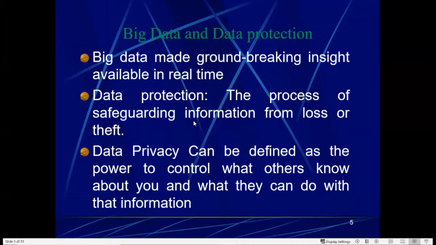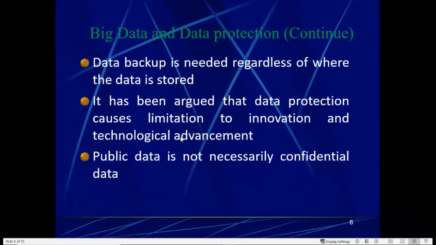So big data made groundbreaking insight available in real time, right? So data protection is the process of safeguarding information. You safeguard information from what? From loss or theft, right? Because you could lose your data. It could be accidental. It doesn't mean that someone intentionally made you lose the data. You could just accidentally lose that data, or someone could be trying to steal your data. So data privacy can be defined as the power to control what others know about you and what they can do with the information that they have about you, right? So this is what data privacy is.